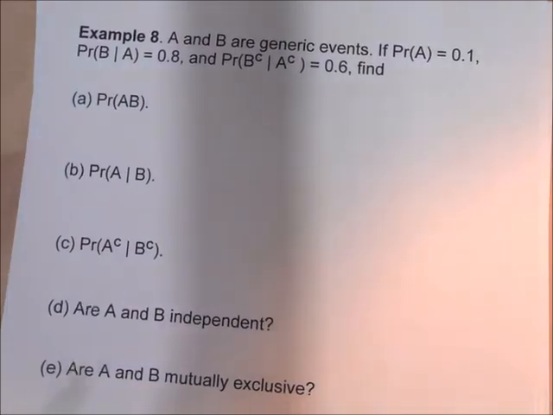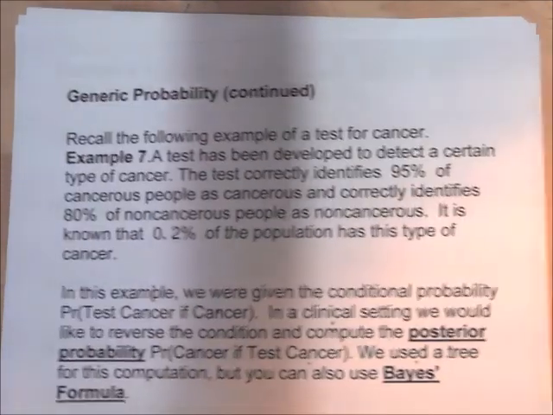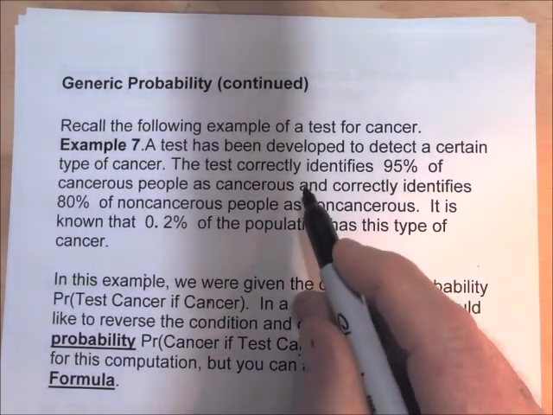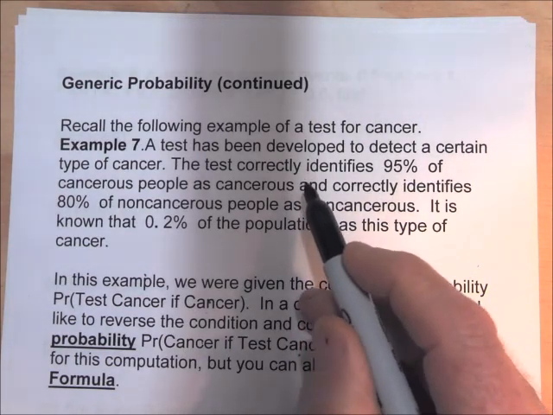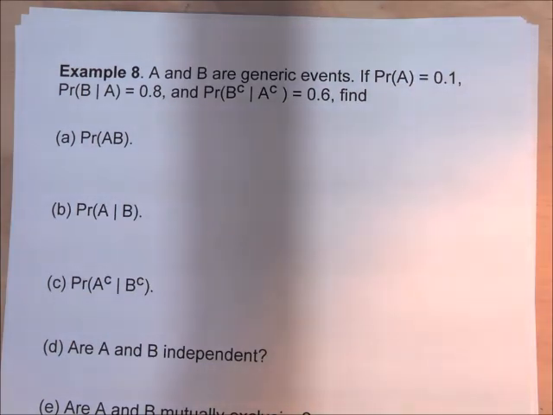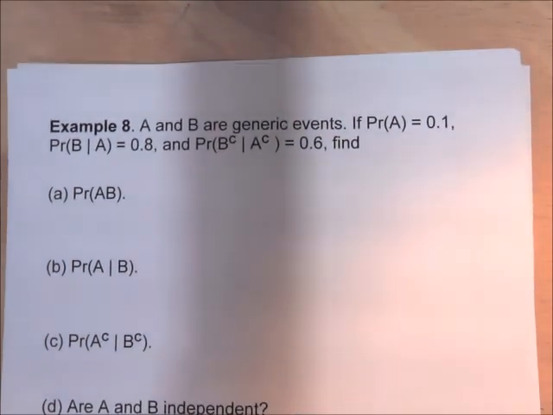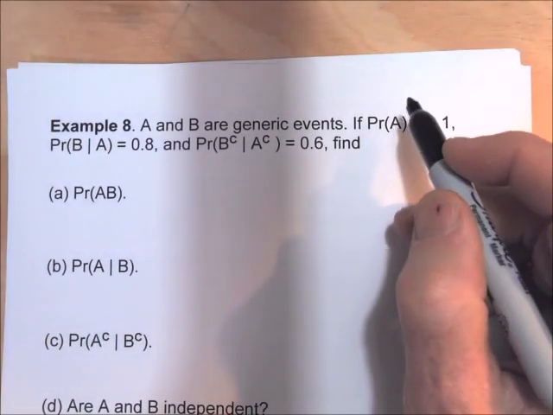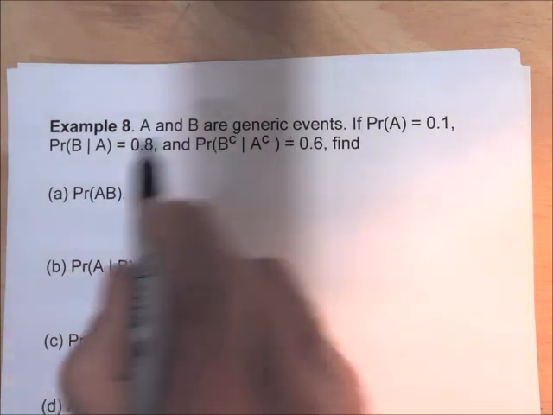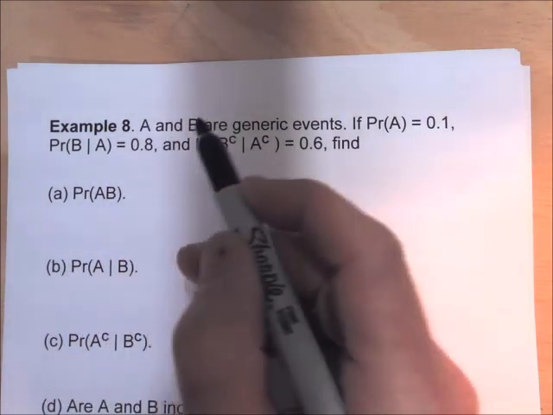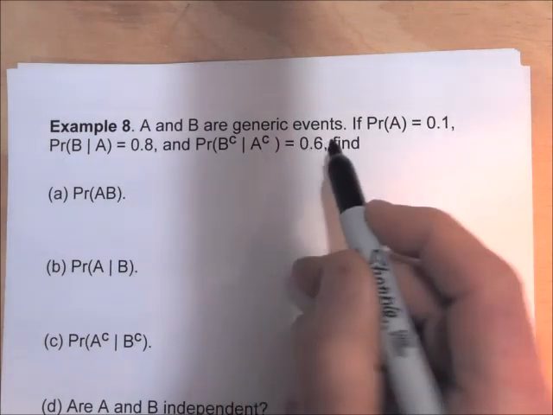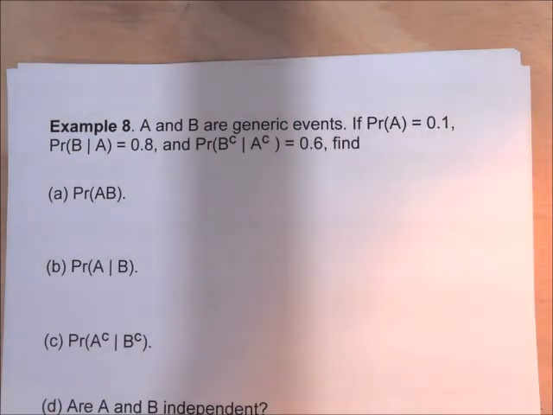Okay, so here's a sort of a generic example. I like to include some examples that give you an idea of how this is actually used, but in the text and in the WebAssign you'll also see some generic examples that do not have any particular context. So we're given probability of A is 0.1, conditional probabilities, probability of B if A is 0.8, probability of B complement if A complement is 0.6, and we want to find some additional probabilities.